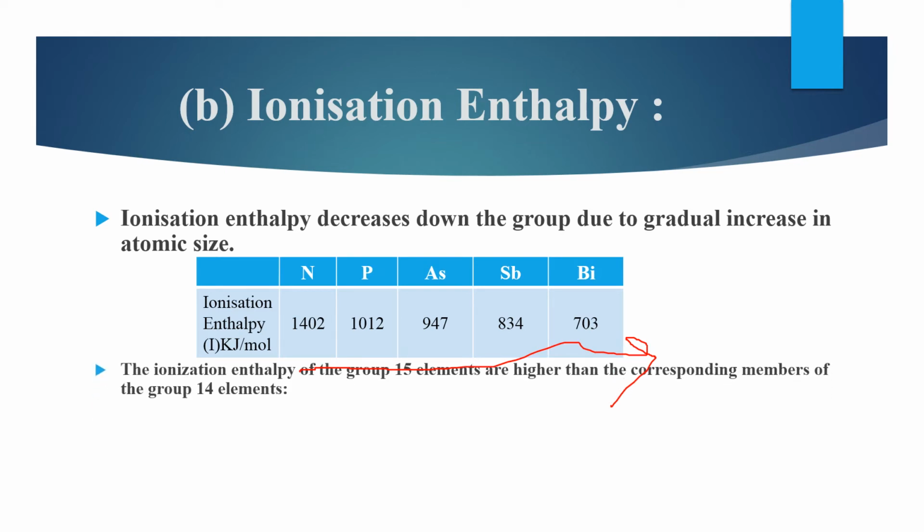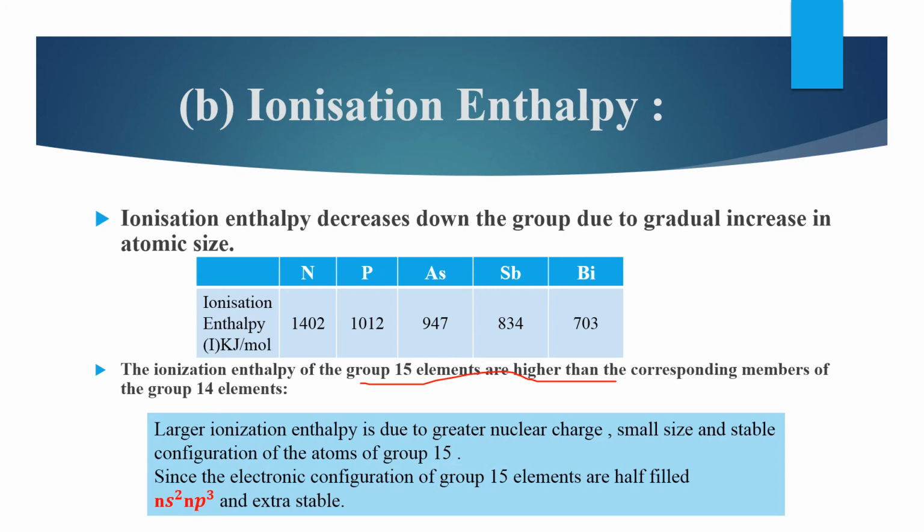Now what will happen with the ionization enthalpy of group 14 and group 15? The ionization enthalpy of group 15 elements is higher than the corresponding members of group 14 elements. Now why is it so? The larger ionization enthalpy is due to the greater nuclear charge. We know that higher nuclear charge is for group 15 elements, and due to higher nuclear charge, their atomic size is small, and they have a stable configuration.